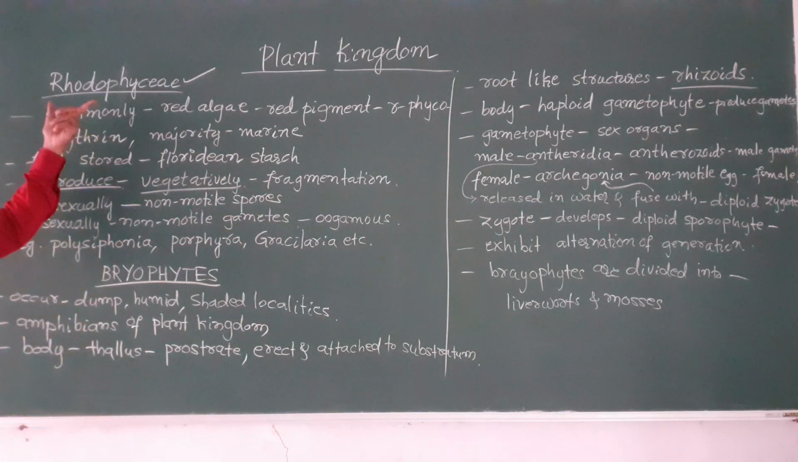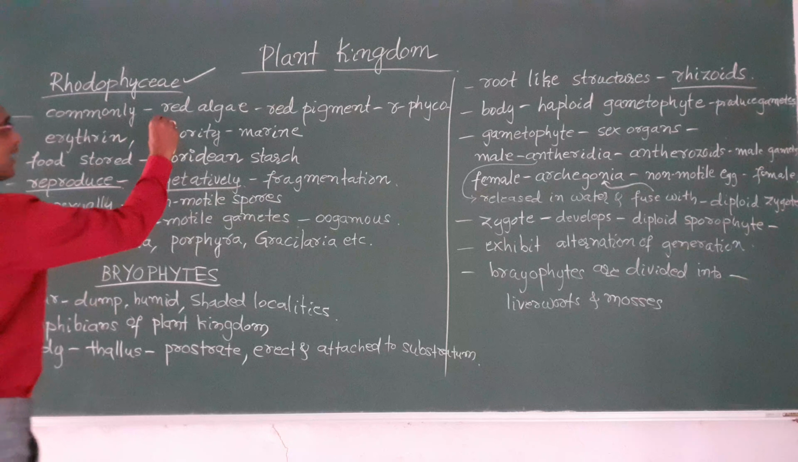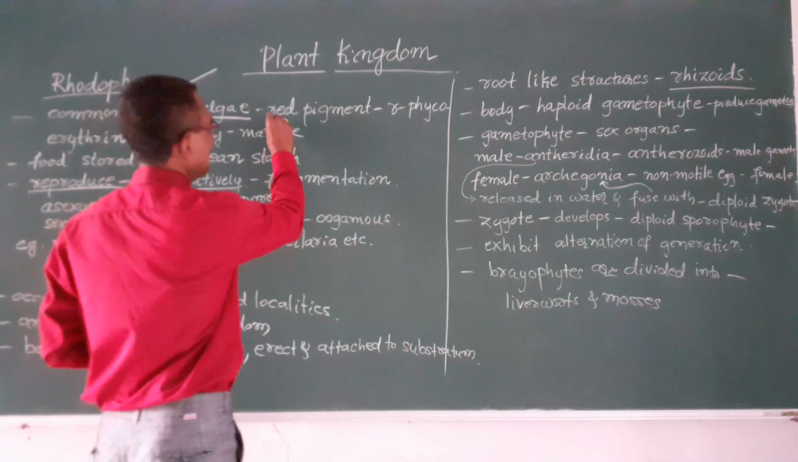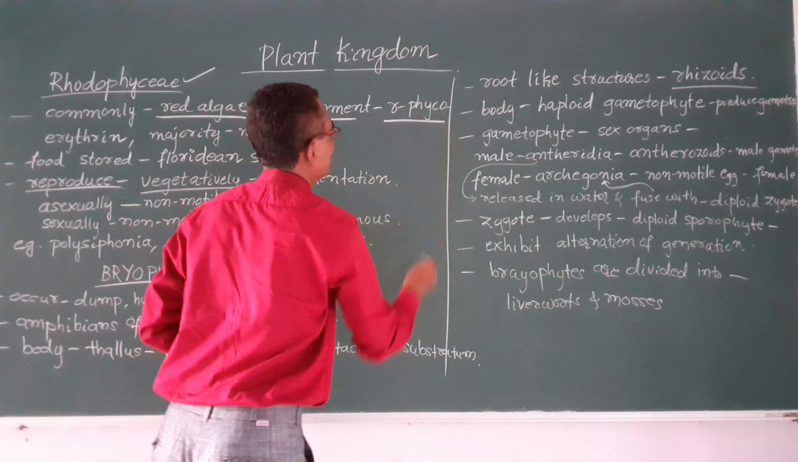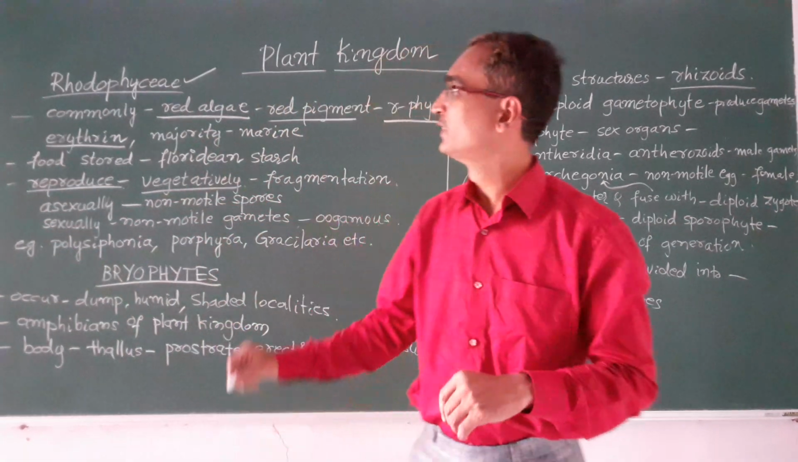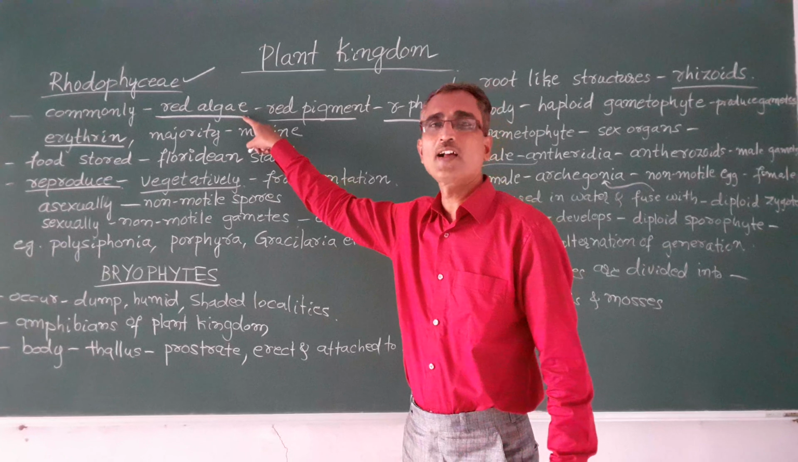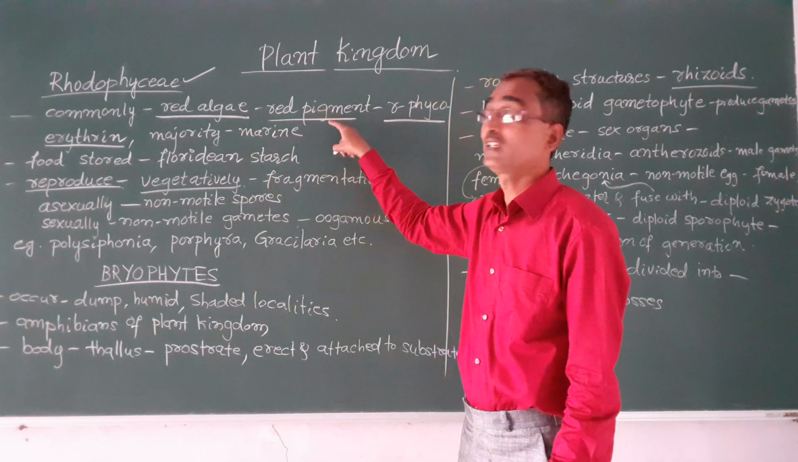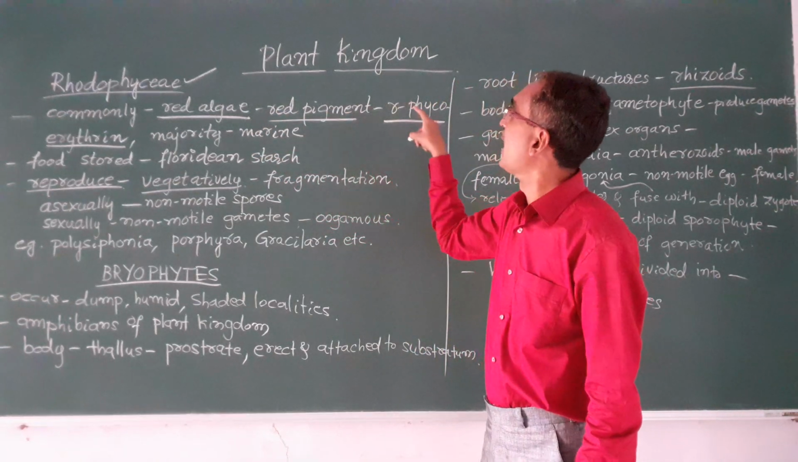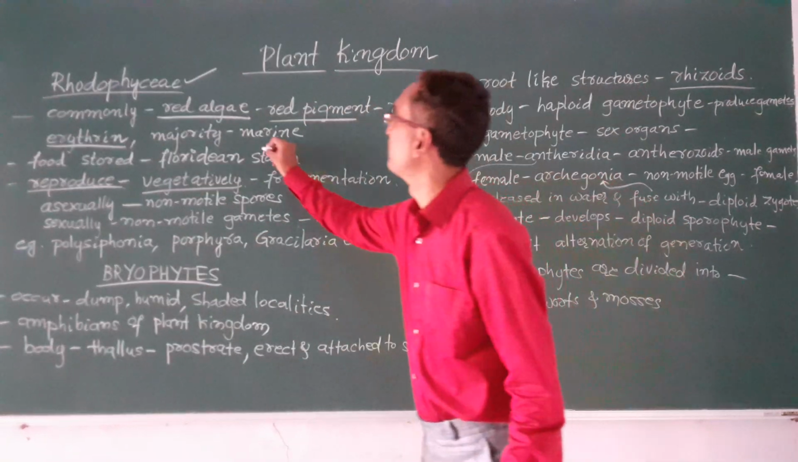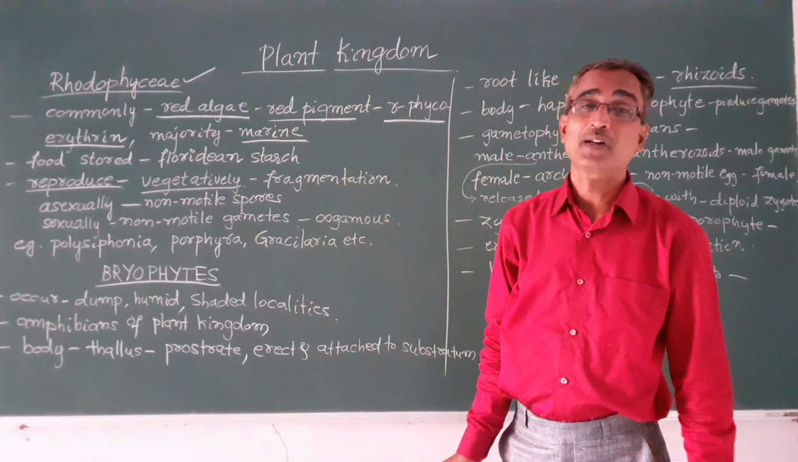The members of Rhodophyceae are commonly called red algae, because they predominantly contain a red pigment, that is R-phycoerythrin. And the majority of them are marine; they occur in marine habitats.